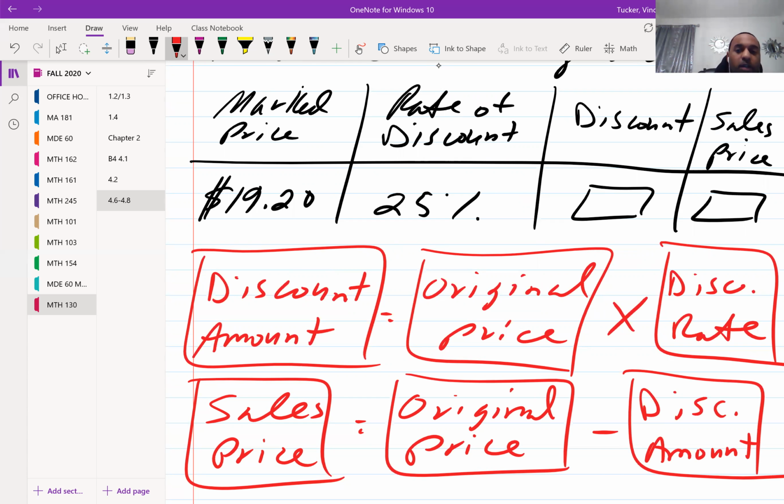So our discount amount, the way we would find that out is by taking our original price and multiplying it times the discount rate, or rate of discount. And then to find our sales price, we get our original price and subtract the discount amount that we just found.